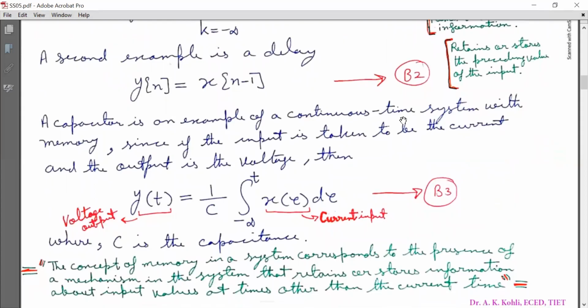A second example is a delay. y[n] is equal to x[n-1]. y[n] is the output, x[n] is the input, and x[n-1] is a delayed signal, that is, x[n] delayed by 1 unit. So this system will retain or store the preceding value of the input. So this is a system with memory.